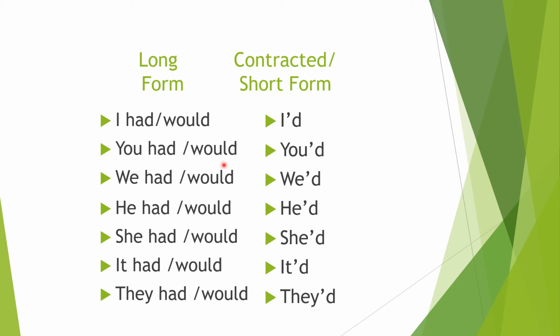You had or you would: you'd. We had or we would: we'd, we, apostrophe D. He had or would: he'd. She had, she would: she'd. It had, it would: it'd. It would be better. It'd be better. They had, they would: they'd.